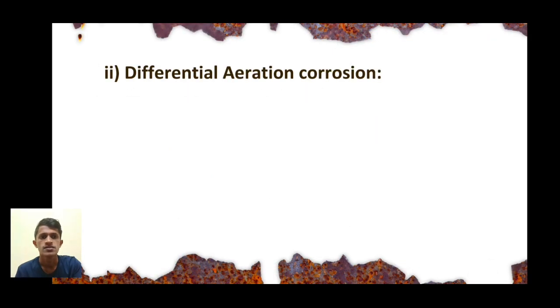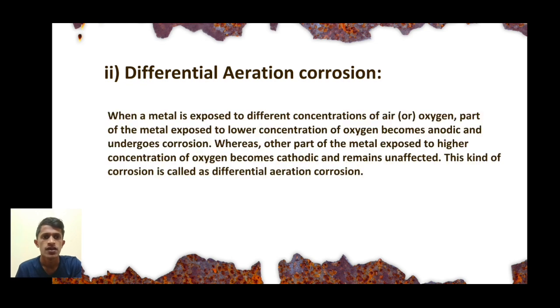Now let us see what is differential aeration corrosion. When a metal is exposed to different concentrations of air or oxygen, the part of the metal exposed to lower concentration of oxygen becomes anodic and undergoes corrosion, whereas the other part of the metal exposed to higher concentration of oxygen becomes cathodic and remains unaffected. This kind of corrosion is called differential aeration corrosion.